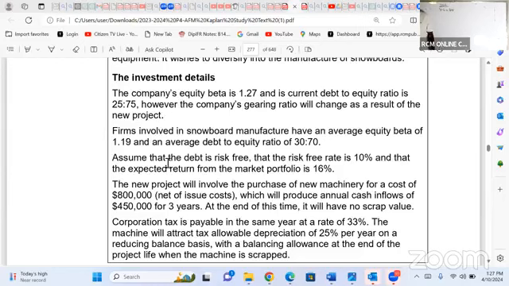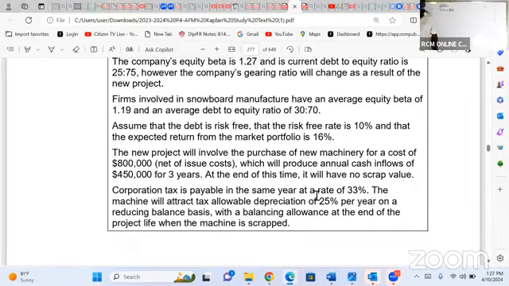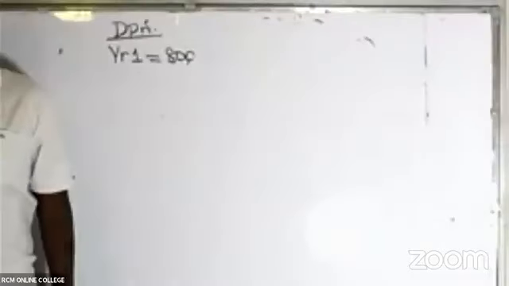Okay, so here we are. They have told us that the new project will cost 800,000, which will produce annual cash inflows of 450,000 for 3 years. At the end of this time, it will have no scrap value. And then they went down here and gave me some pointers to tell me that I need to calculate depreciation. They've told me the tax rate is at 30%. Whenever tax is given, depreciation must be computed. They are natural sisters. The machine will attract tax allowable depreciation of 25% per year on a reducing balance basis. So we're using the reducing balance method.